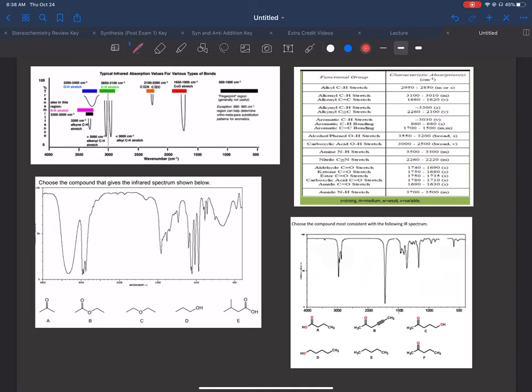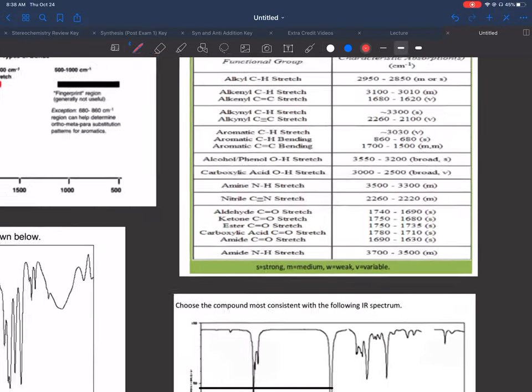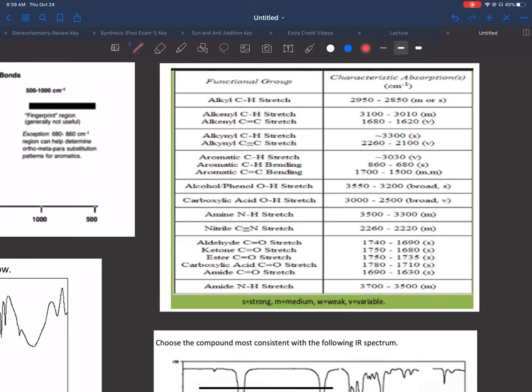On the right, I have some absorptions for various functional groups. On the test, you are given the absorptions. You're not expected to remember them. The reason I included this chart, which was found by Adam Abbas, one of your head TAs, is that it's a really good chart because it tells you the specific ways the peaks can look. You can see some of these have a letter associated with them: S, M, W, or V. They stand for strong, medium, weak, variable. That tells you how strong your absorption is.